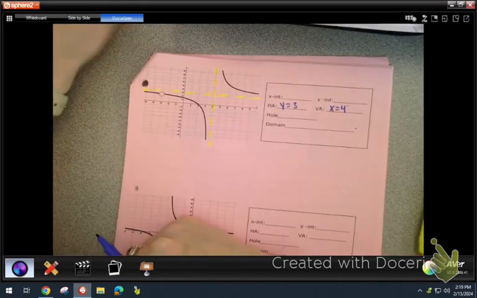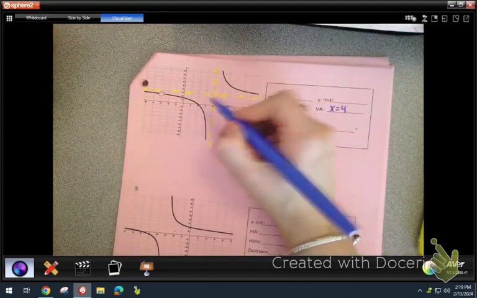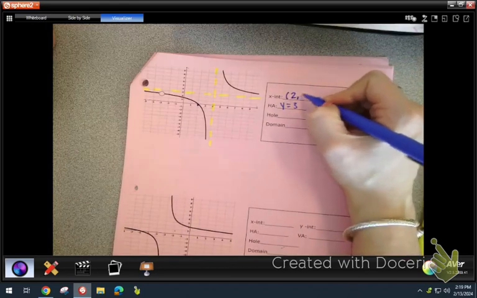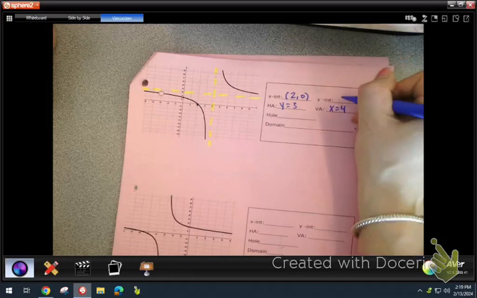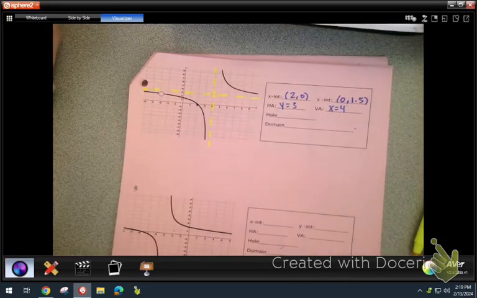I would say that's at x equals 4, okay? And sometimes this stuff isn't pretty. Sometimes you're going to have to guesstimate, like for the x-intercept, okay, that one's not bad. What's the x-intercept? 2, 0. The y-intercept, I don't know, what are we going to say, 1.5? 0, 1.5, okay?